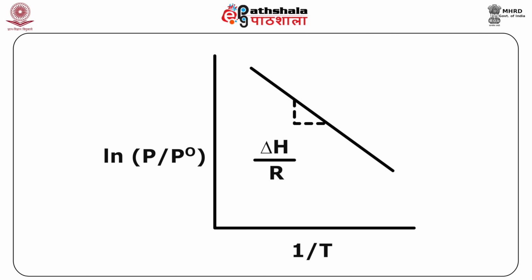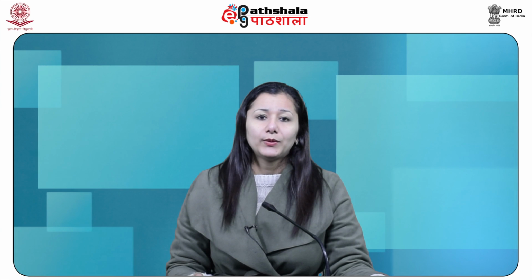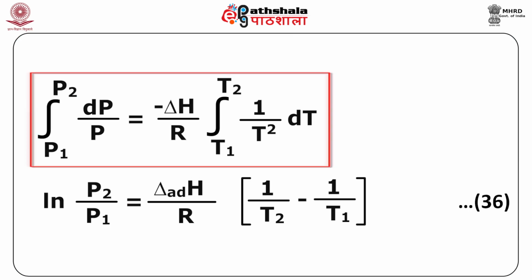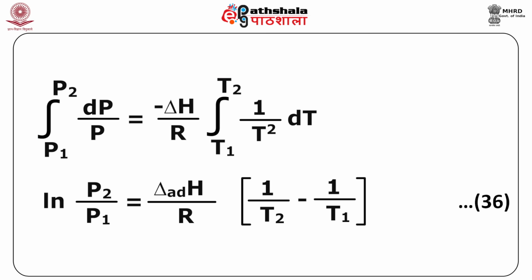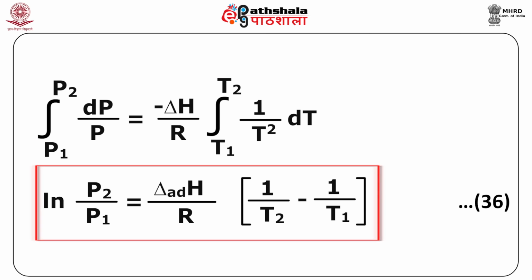A plot between ln P/P° versus 1/T gives a straight line with a negative slope equal to ΔH° by R, as shown in the figure, which shows the plot between ln P/P° versus 1/T. The value of ΔH obtained from the slope of the graph is called the isosteric enthalpy of adsorption. Integrating equation 34 within limits, we get dP by P from limits P1 to P2 equals minus ΔH by R into 1/T² dT, integral from limits T1 to T2. Solving, we get equation 36 as ln P2/P1 equals ΔH adsorption by R into (1/T2 minus 1/T1).